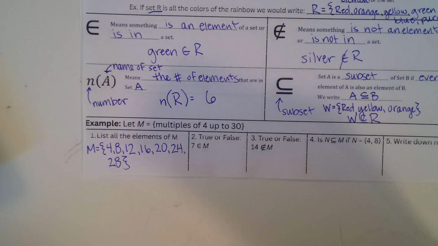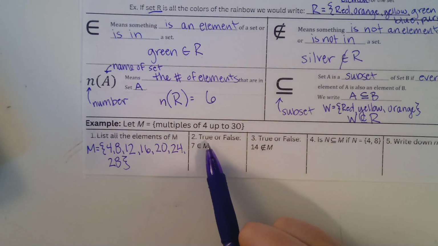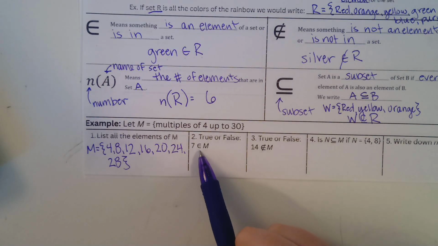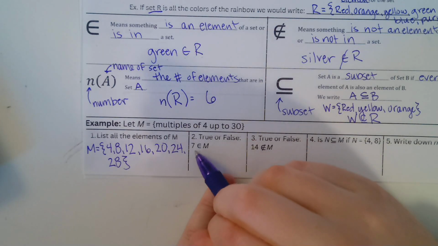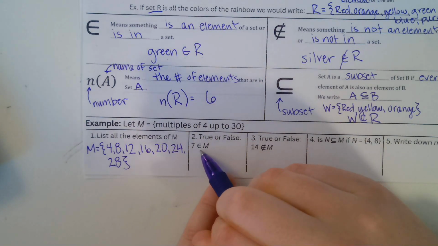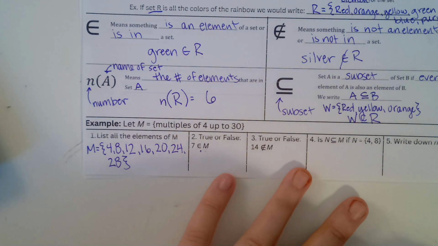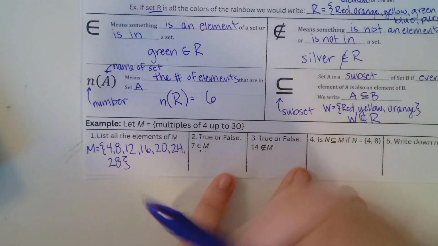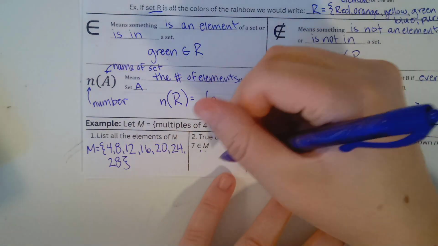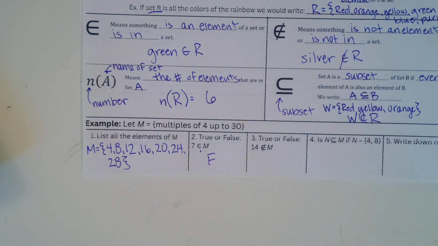But after that, it gives us a true or false question. It asks 7, and then it gives us this symbol. And remember, that means is in. So they're saying, is 7 in the set M? What I'm going to do is look at my set and see, is 7 in there? And I would say no, it's not in there. So that's a false statement. 7 is not in that set.